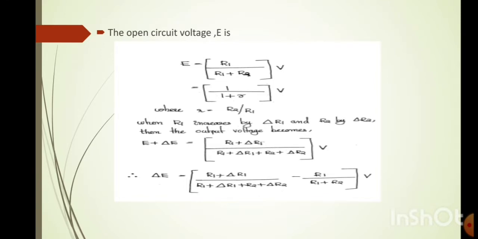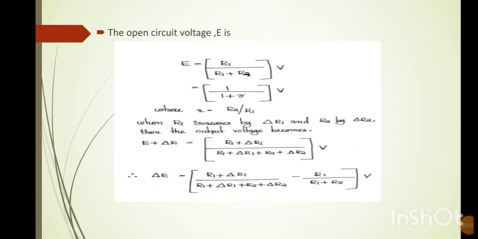So, the first step is the open circuit voltage E, E means output voltage, E is equal to R1 divided by R1 plus R2 into V. R is equal to R2 by R1. Therefore, it can be converted to a short form such that E is equal to 1 by 1 plus R into V. When R1 increases by delta R1 and R2 by delta R2, then the output voltage becomes E plus delta E is equal to R1 plus delta R1 divided by R1 plus delta R1 plus R2 plus delta R2 into V.